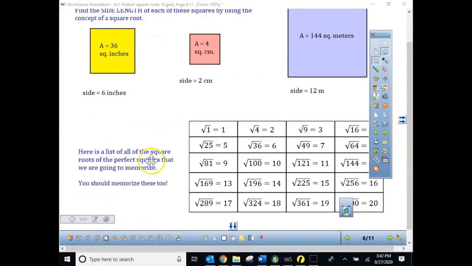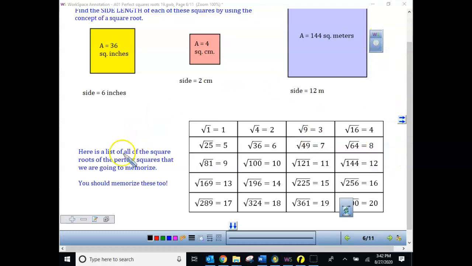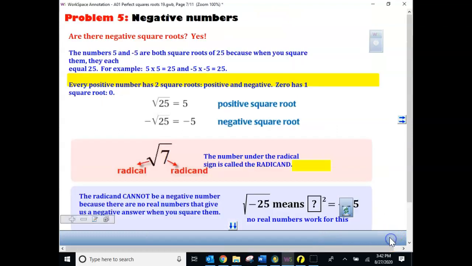It says here's a list of all the square roots. So when we think about our square roots, all of the square roots and their perfect squares that you are going to memorize, you want to memorize these too. So you need to know the square root of 1 is 1. The square root of 25 is 5. The square root of 81 is 9. Not just that first list that we saw.